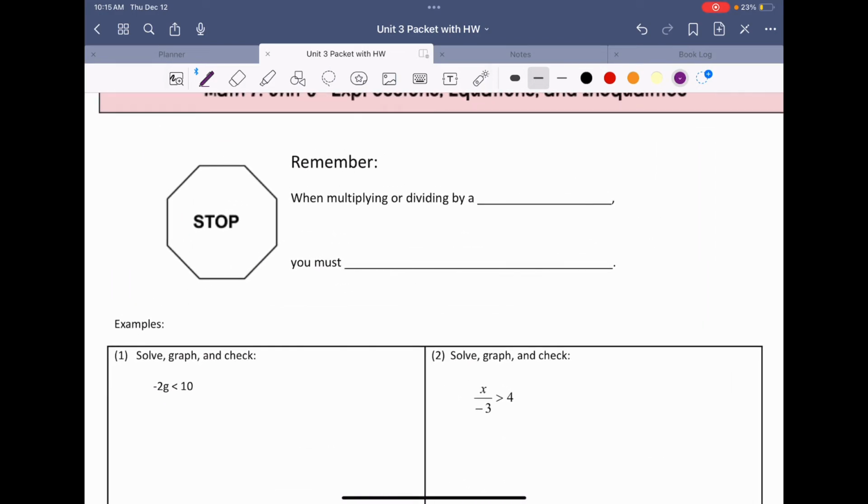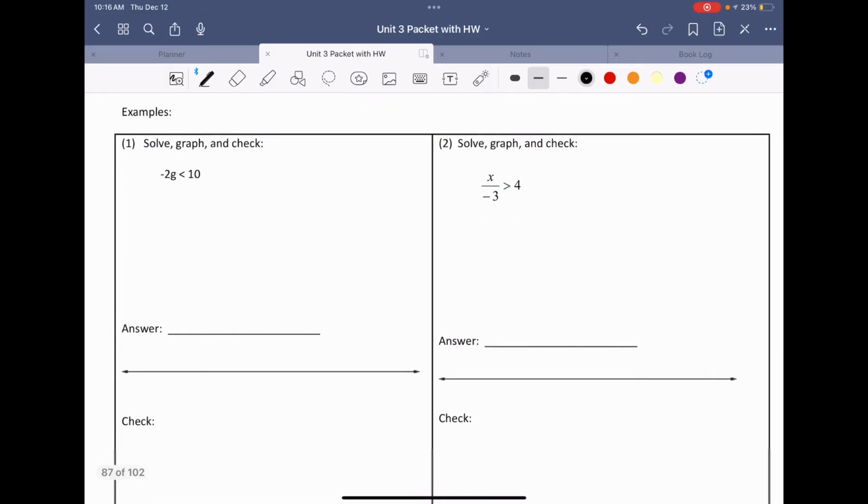So just a little reminder that we talked about at the very beginning of the lesson. When we multiply or divide by a negative number, we have to make sure to flip the symbol. I'm going to solve everything the same way, but I just have to remember to do this little extra step. So let's go down and try it.